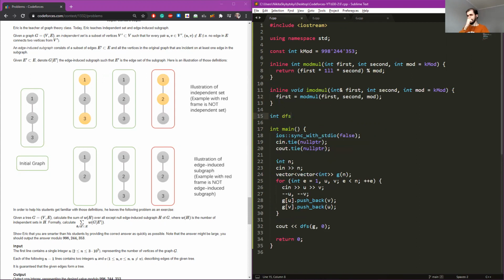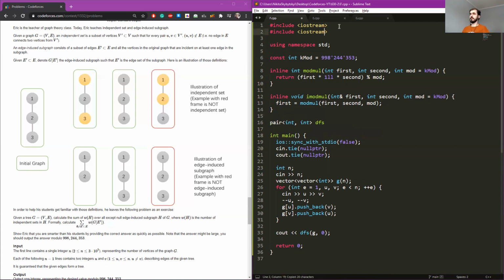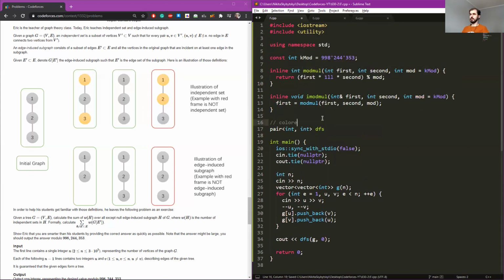You see, we want to count. At least we'll need the distinction between having a color and not having a color. So we'll need to return how many ways to color the subtree with this vertex colored and this vertex not colored. So it will be colored, not colored.